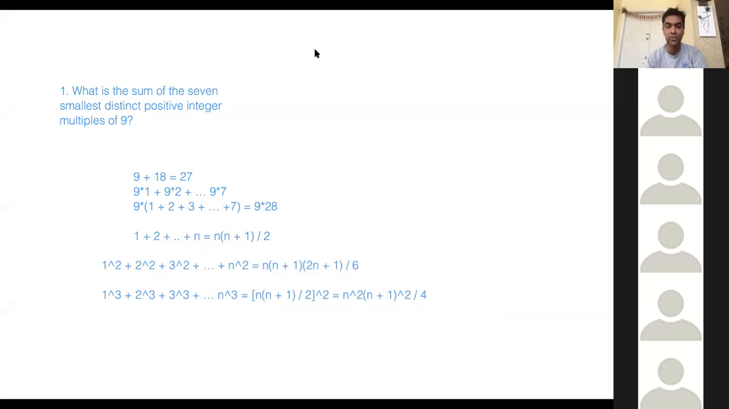Okay, so the sum of squares you can solve with this formula, n times n plus 1 times 2n plus 1 over 6. And then sum of cubes is taking this n times n plus 1 over 2, so basically just the sum of 1 through n, and squaring that gives you the sum of the cubes, which is n squared times n plus 1 squared over 4. Any questions on this? Okay, let's move on to the next question.